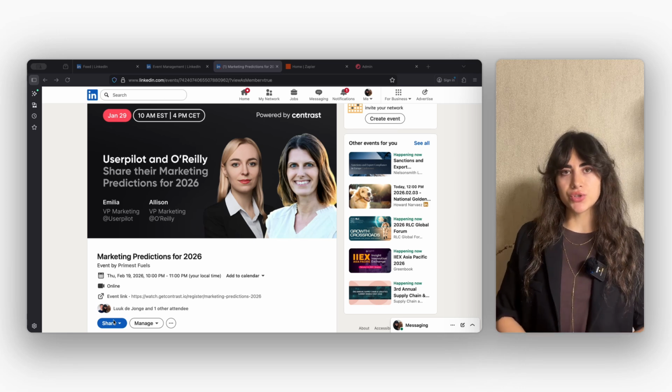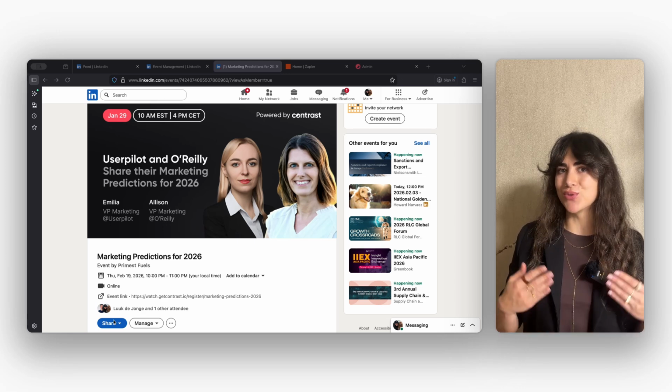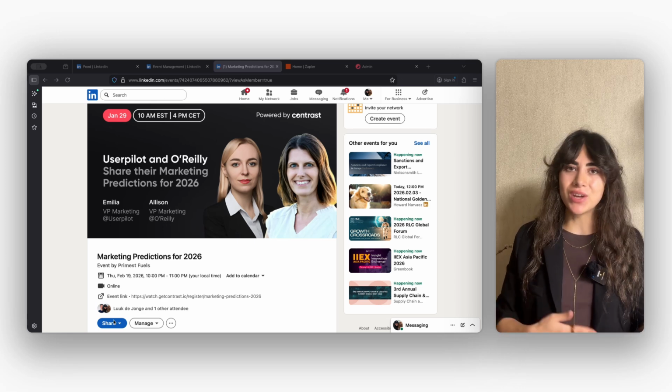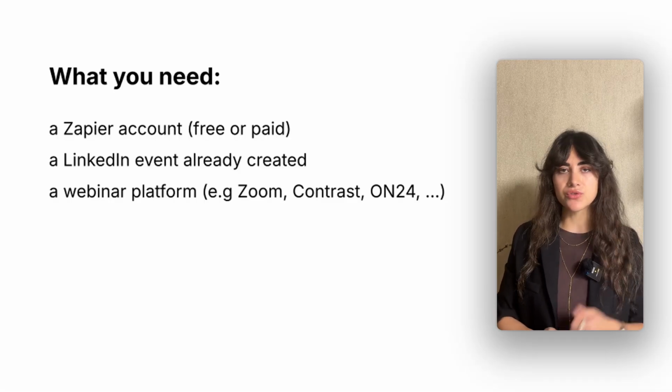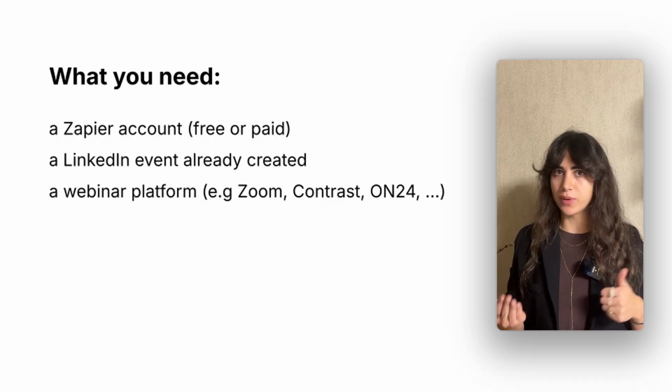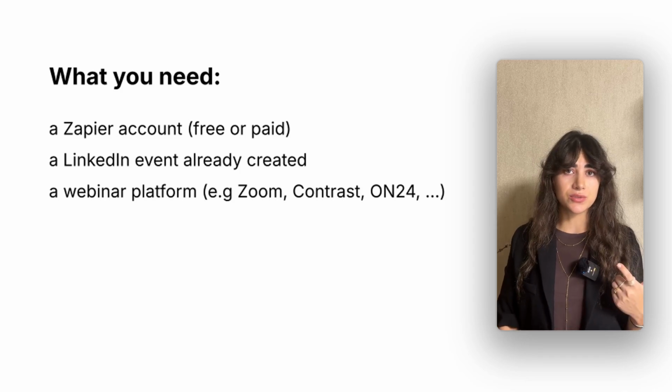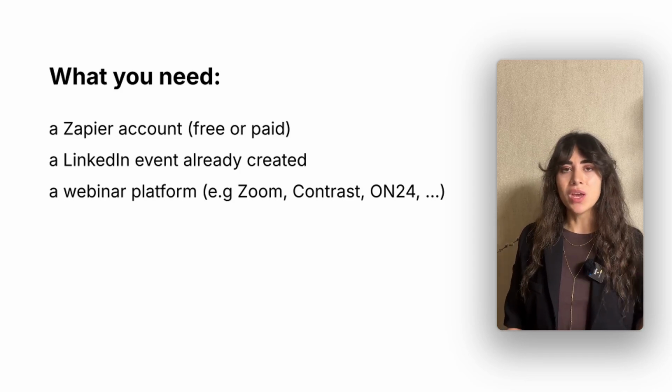In this video, I'm going to show you how to automatically register people who sign up for your LinkedIn events directly to your webinar platform. Before we start, make sure you have three things ready: a Zapier account, free or paid, doesn't matter, a LinkedIn event created, and your webinar platform. In this case, I'm going to use Contrast, but the process is very similar for most webinar tools.